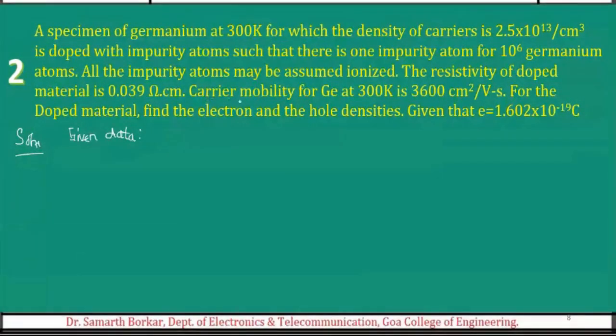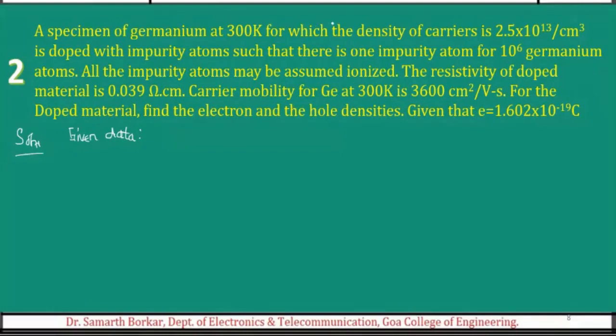Now, from the previous problem, we'll borrow some ideas. And what was that idea? If it is an N-type semiconductor, we will ignore the concentration of holes. Fine. We will strictly limit ourselves to the concentration or the quantity of electrons to compute any value.